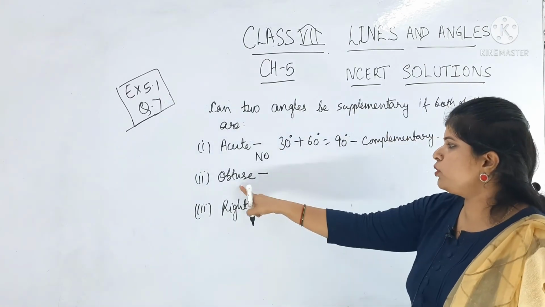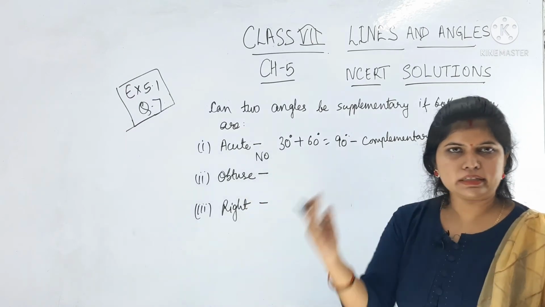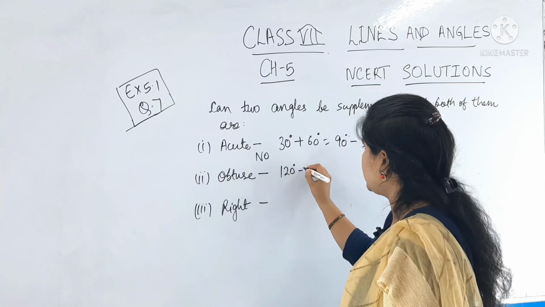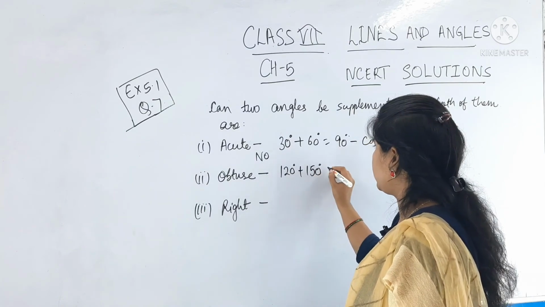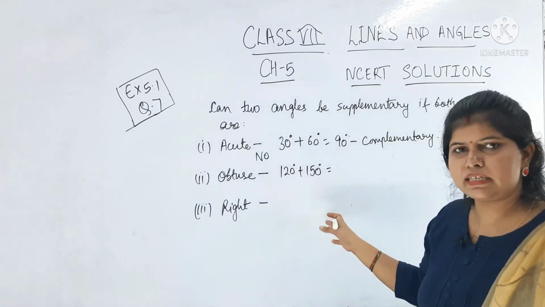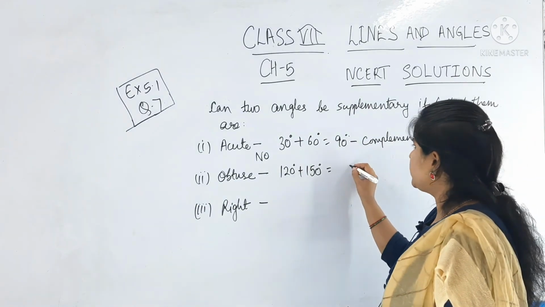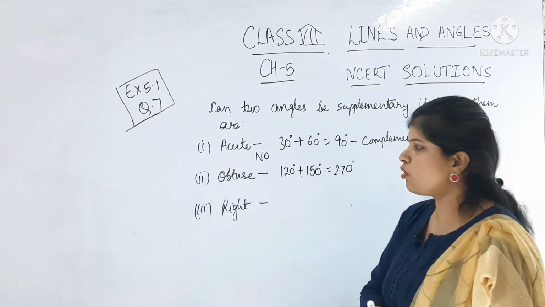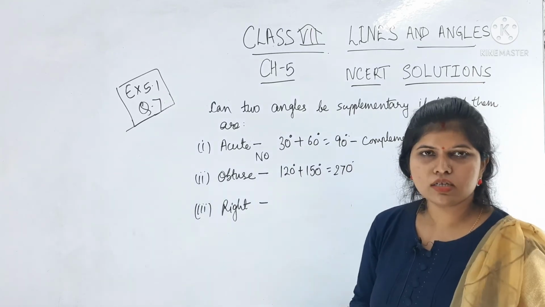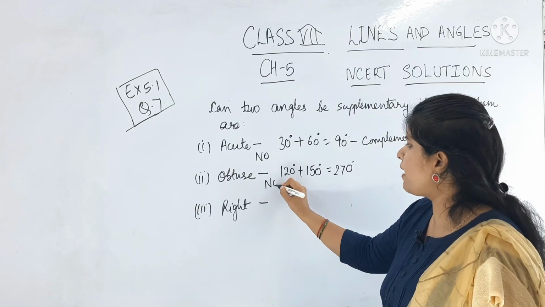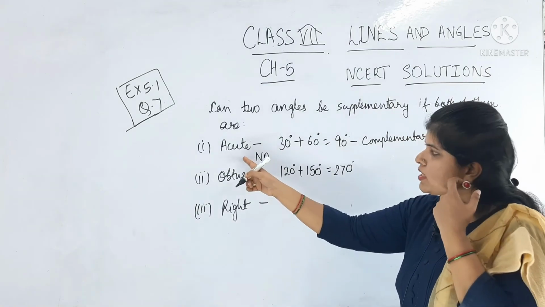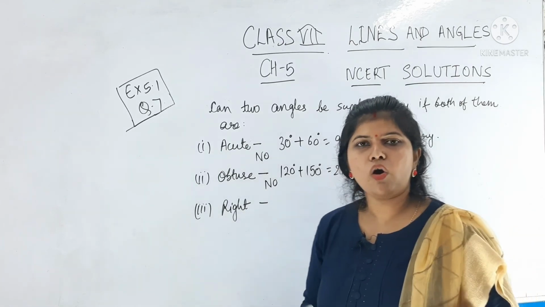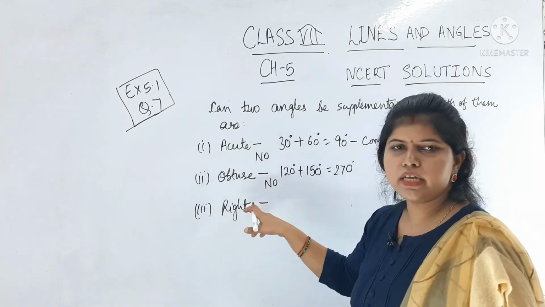An obtuse angle is greater than 90 degrees. So taking angles greater than 90 degrees, 120 degrees and 150 degrees, I am taking these as examples here. So you can sum it. I am getting 270 degrees, so it is neither complementary nor supplementary. So here you have to say if the two angles are acute, is the sum supplementary or not? Here the answer is no.